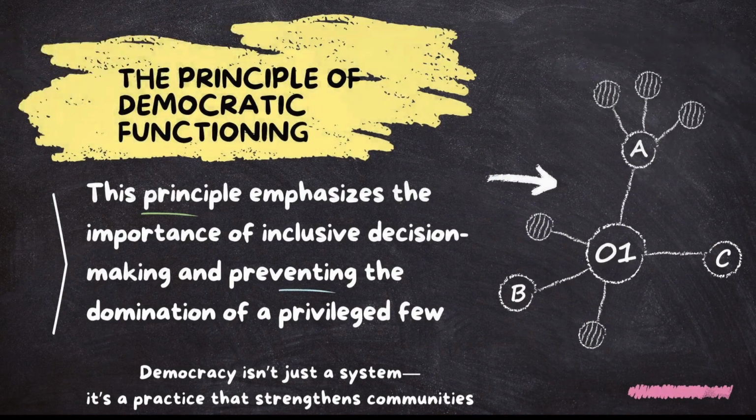We have the principle of democratic functioning. A thriving community is one where everyone has a voice. This principle emphasizes the importance of inclusive decision-making and preventing the domination of a privileged few. For instance, implementing a rotating leadership system ensures that power is shared and diverse perspectives are heard. The takeaway? Democracy isn't just a system. It's a practice that strengthens communities.